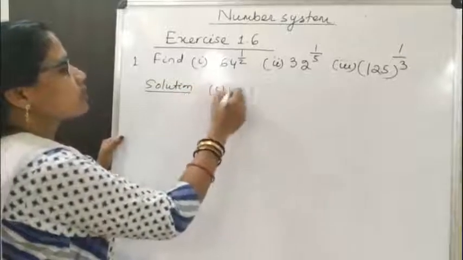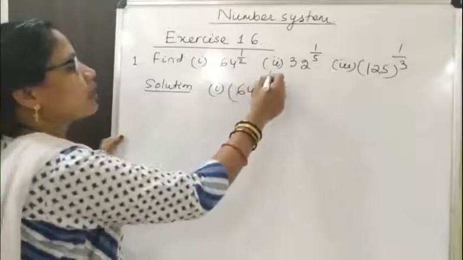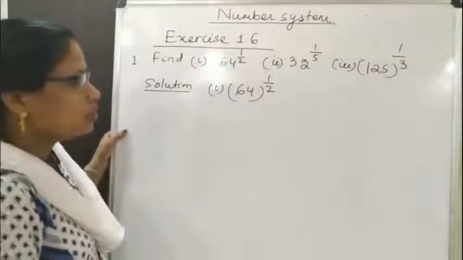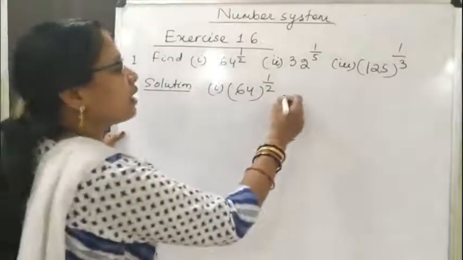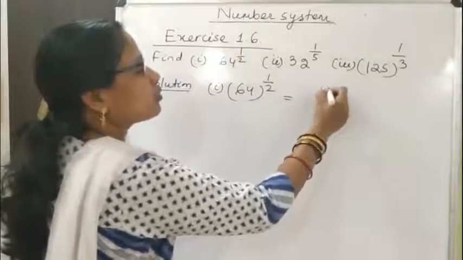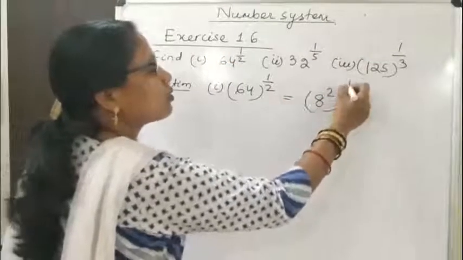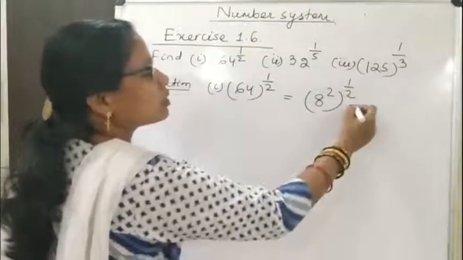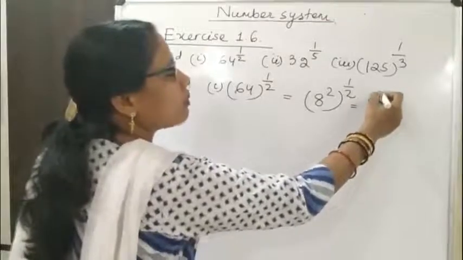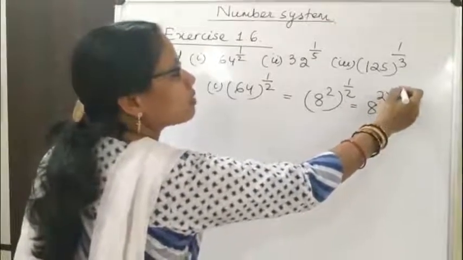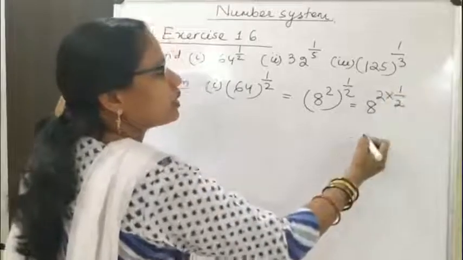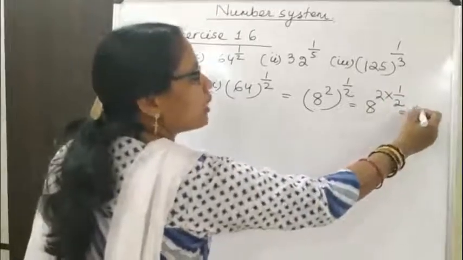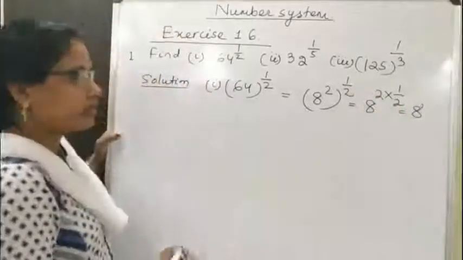So first one, 64 to the power 1 by 2. We know that 64 can be written as 8 to the power 2, whole to the power 1 by 2. So this is equal to 8 to the power, by applying the laws of exponents we can write it as 8 to the power 1, or 8.